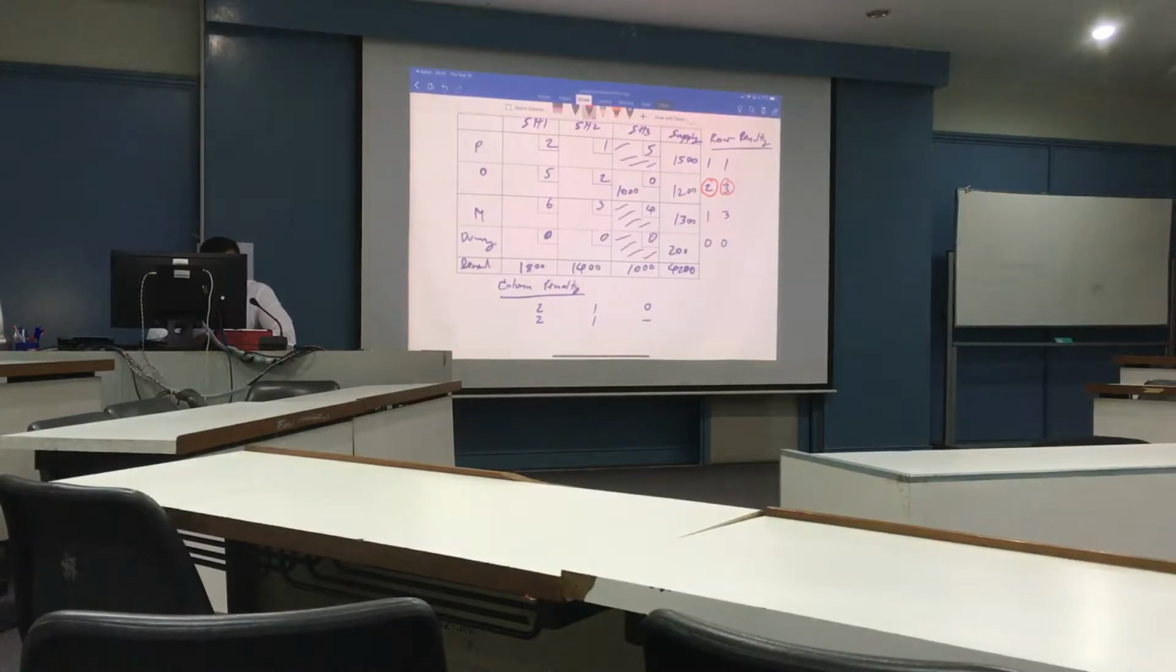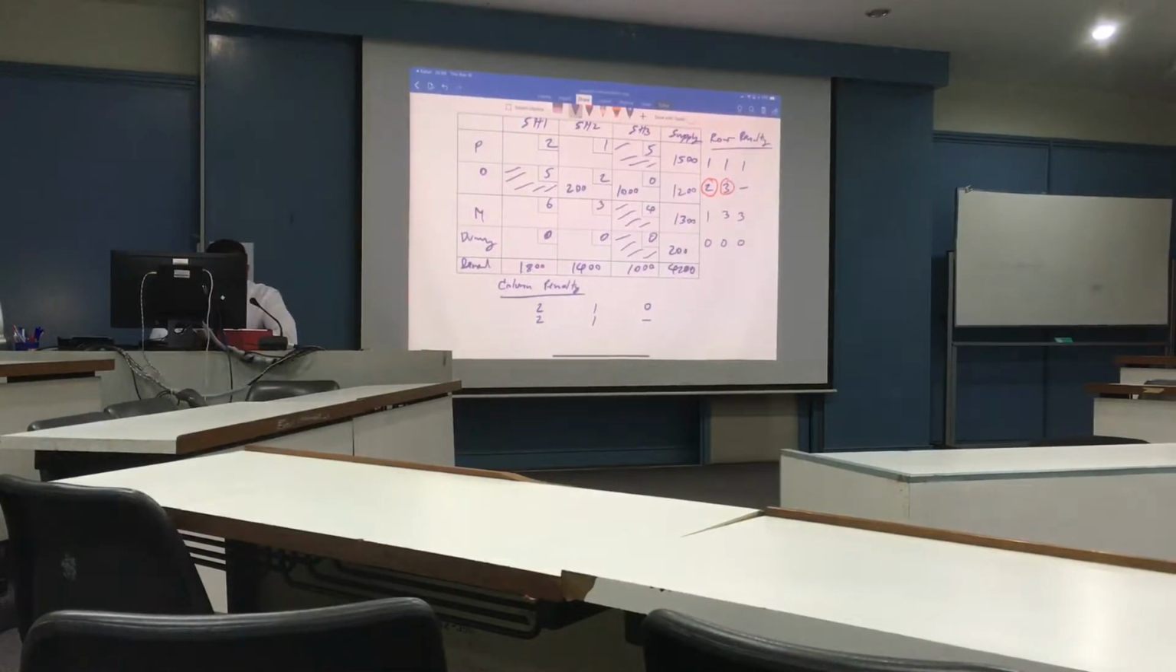Comparing supply and demand, supply is 200, demand 1,400. So we deliver 200. When we deliver 200, it means that in the next round, this cell we will not consider anymore because we use all capacity. And the process starts again. The penalty for the first row, difference between 1 and 2 is 1. The second row we don't have it. Third row, 3 and 6 is 3. Fourth row is 0.